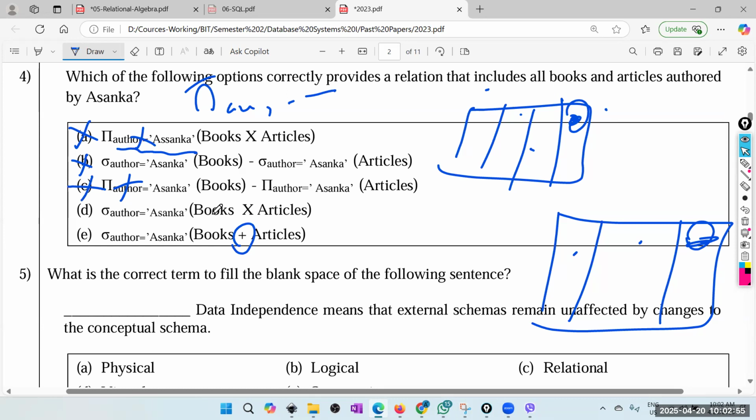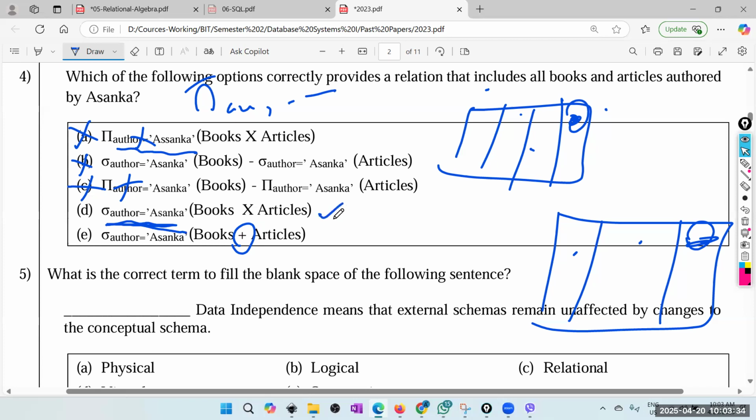Now this is Cartesian product, right? All the books records connected with all the articles records. Then you filter out where author is Asanka. This is not a very good way to do it, but this really works. It should work, though it's a very inefficient way, because ultimately you filter author equal Asanka. I don't know whether this is the best way, but it works.